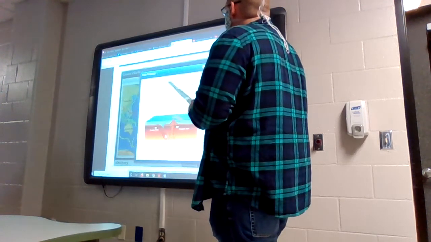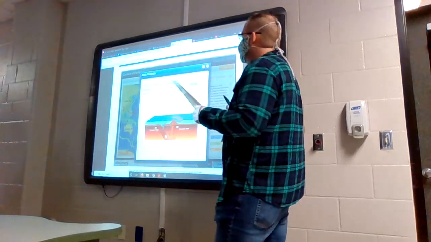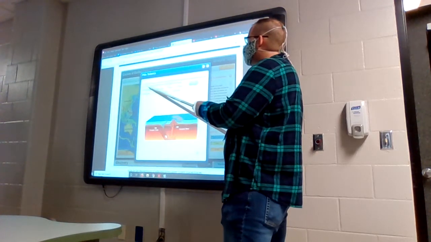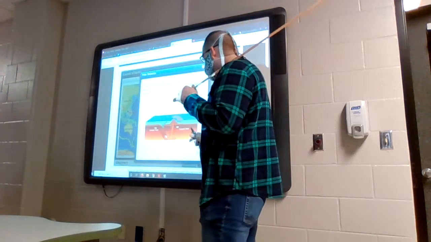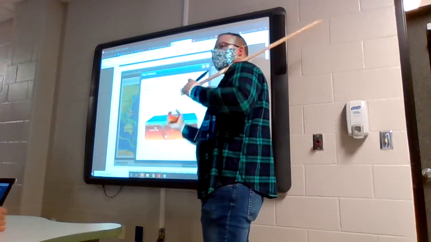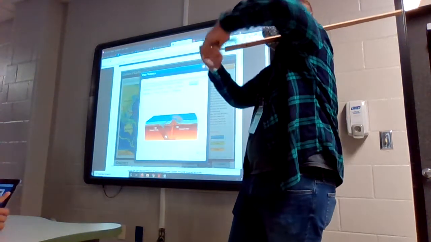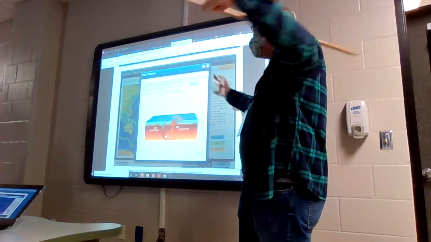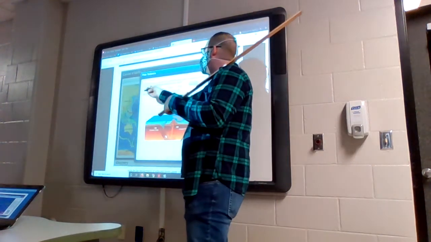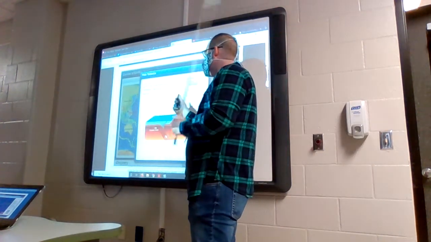Examine the image or animation below. Identify the stress that is associated with the plate movement. Then identify the types of faults that form as a result. So looking down here, my plates are moving together. You can see one of them is being pushed underneath the other one, but these two arrows are pushing together. And so pushing together is going to be compressional stress.